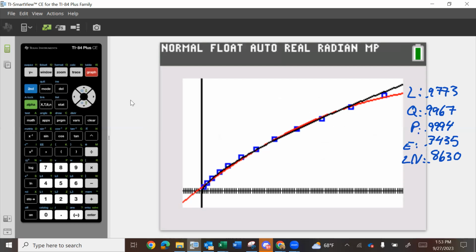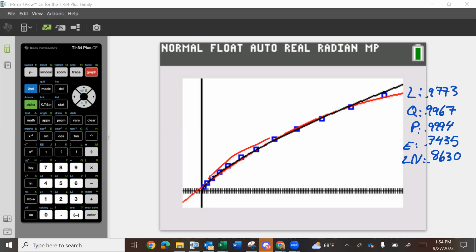So we're going to go with power, partly because the power model has the best R squared value, closest to 1. But also, remember the quadratic model. That's the one in red, I believe.